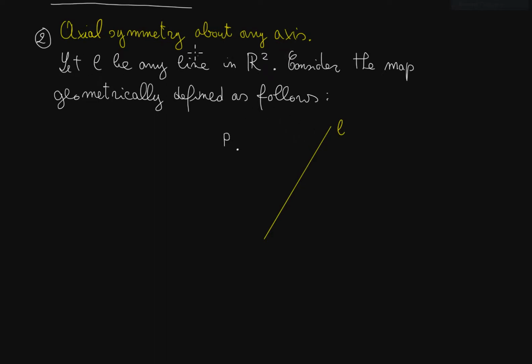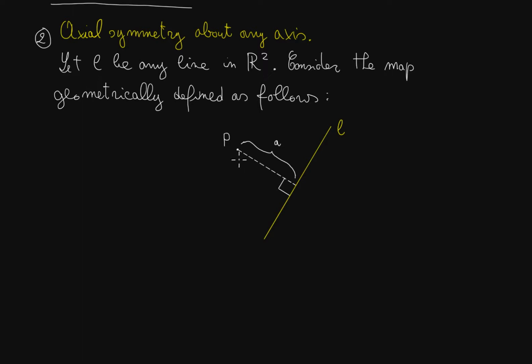We discuss now a generalization of the axial symmetry of point 1, which is the axial symmetry about any axis now, not coordinate axis. Let L be any line in R squared and consider the map geometrically defined as follows. We have a line L in R2 and we have a point P, and we describe now how to geometrically construct the image of P.